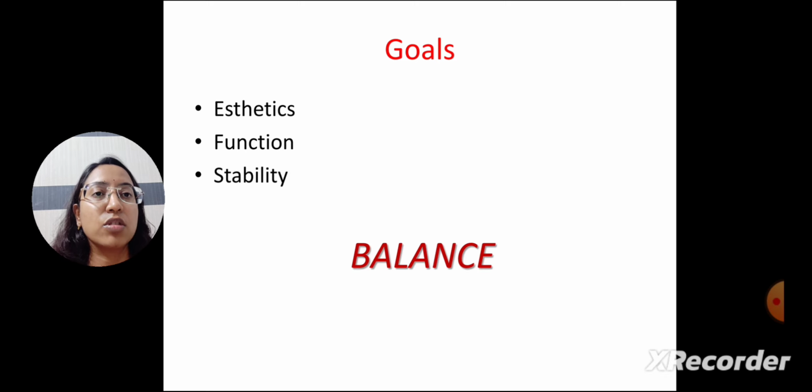So, what should be the goals of our treatment plan? Most of the patients will come to us with an aesthetic problem. They want smile correction, they want alignment for good aesthetics. But our goal of the orthodontic treatment should also include function and stability. Because if we give them good aesthetics without function and stability, they'll have problems in chewing and other issues. This can lead to complicated problems like TMJ issues also.